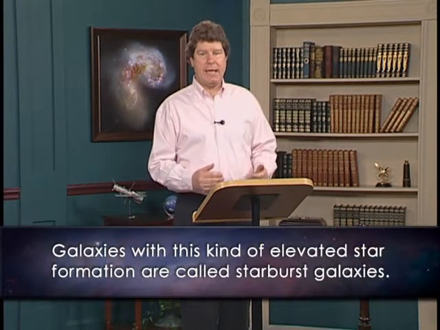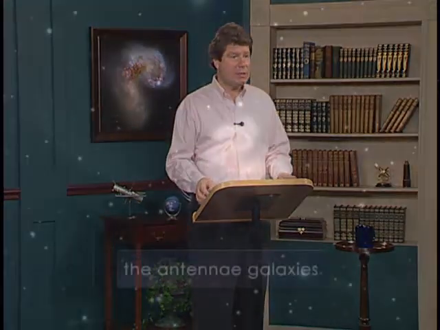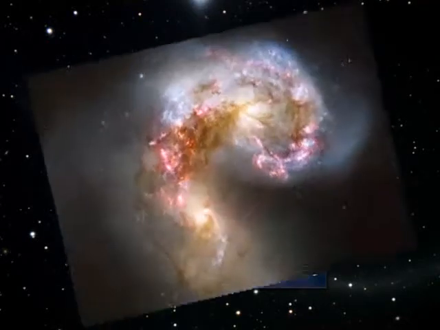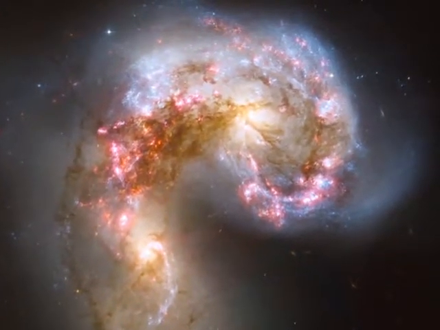Galaxies with this kind of elevated star formation are called starburst galaxies, because the episode of elevated star birth is usually quite short-lived. After about 100 million years, all the gas is used up or is blown out of the galaxy, so star birth shuts down. Perhaps the most famous example of a starburst is the pair of colliding galaxies called the Antennae. And when the Hubble telescope zooms into the central regions, the image is shot through with the signatures of very high rates of star birth.